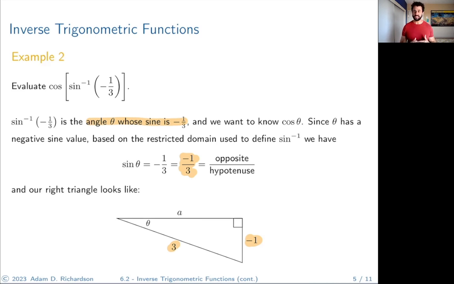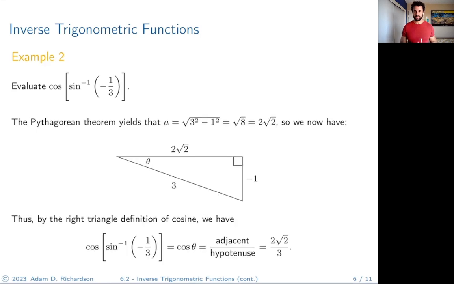Now that we know the lengths of these two sides, we can use the Pythagorean theorem to solve for A. There we go. So use the Pythagorean theorem. You'll be able to find that the signed length of this leg is 2 root 2. Now that we have all three sides, we can easily calculate cosine of the angle theta. So sine inverse of negative 1/3 is the angle whose sine is negative 1/3, and cosine of that angle is adjacent over hypotenuse. So that's going to be 2 root 2 over 3. And that's the answer.